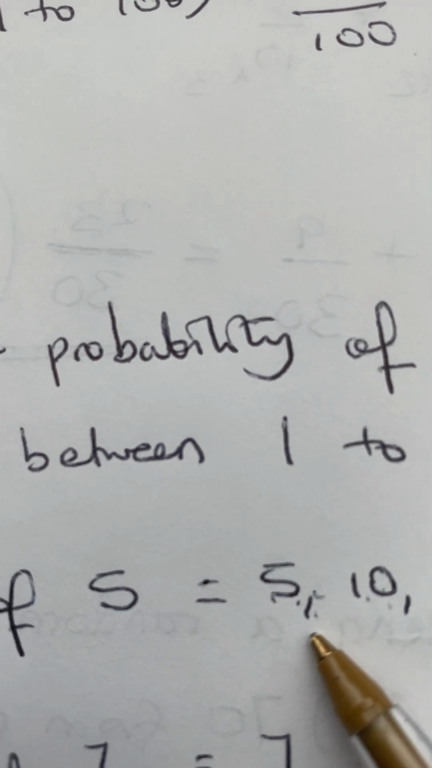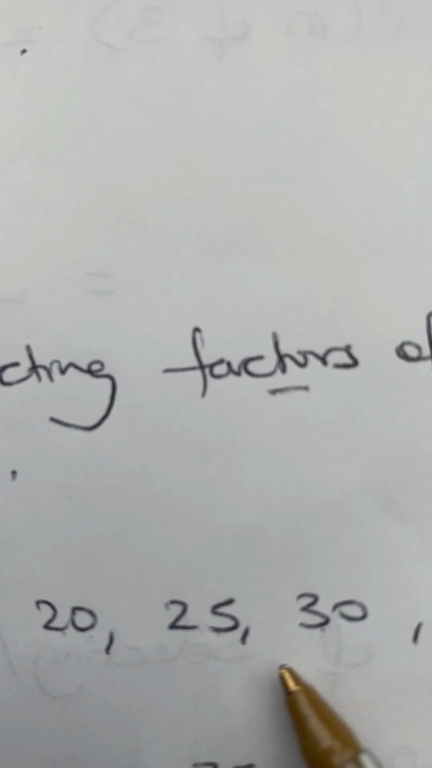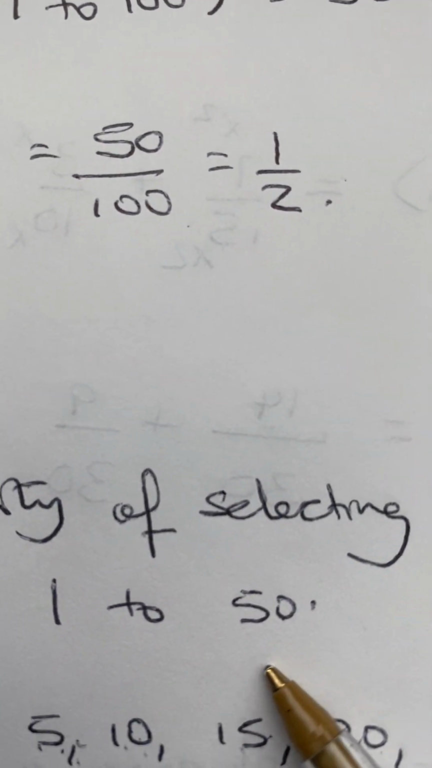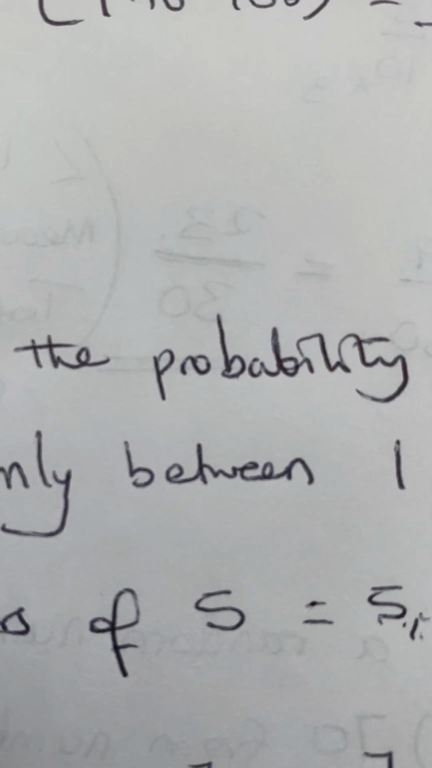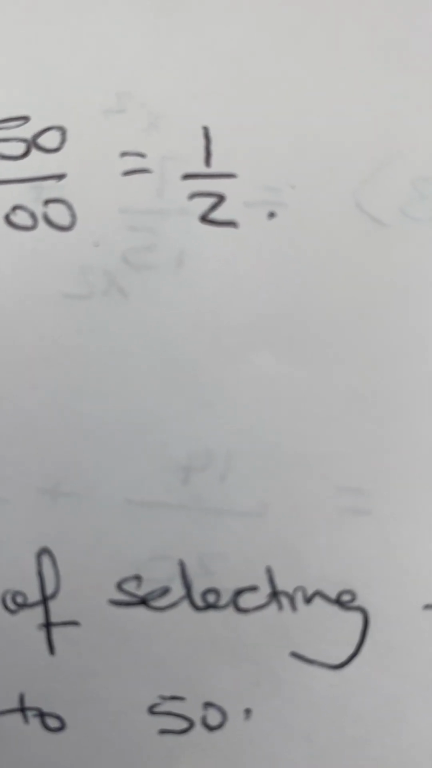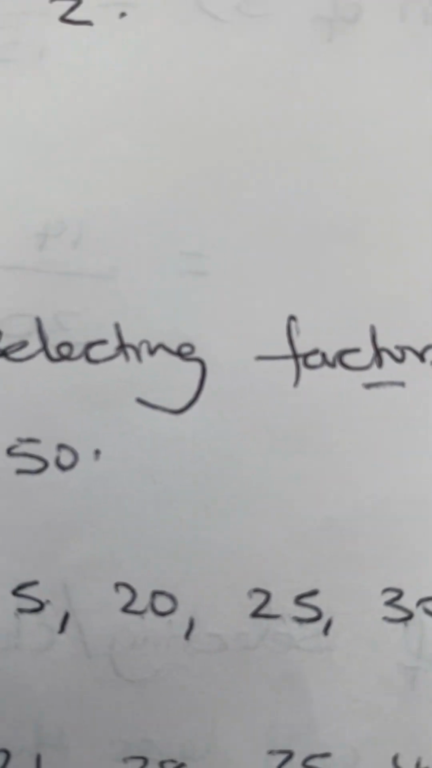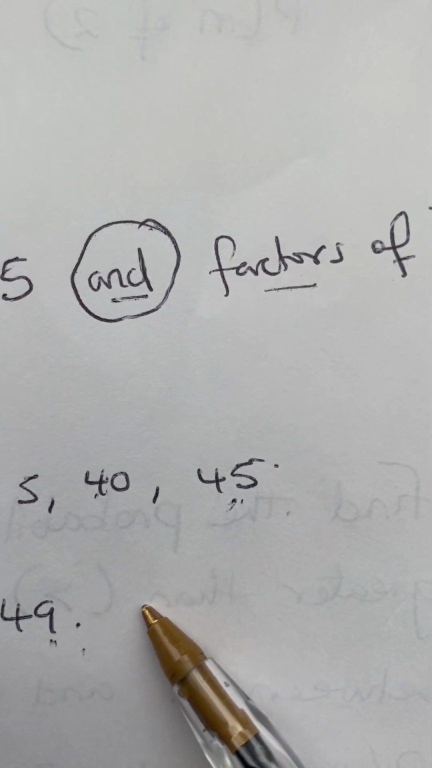So here again, 5, 10, 15, 20, 25, 30, 35, 40, 45. It says between, so 50 will not be included. Now let's look at factors of 7. So basically, the 7 times table till we get to 49. So 7, 14, 21, 28, 35, 42, 49.